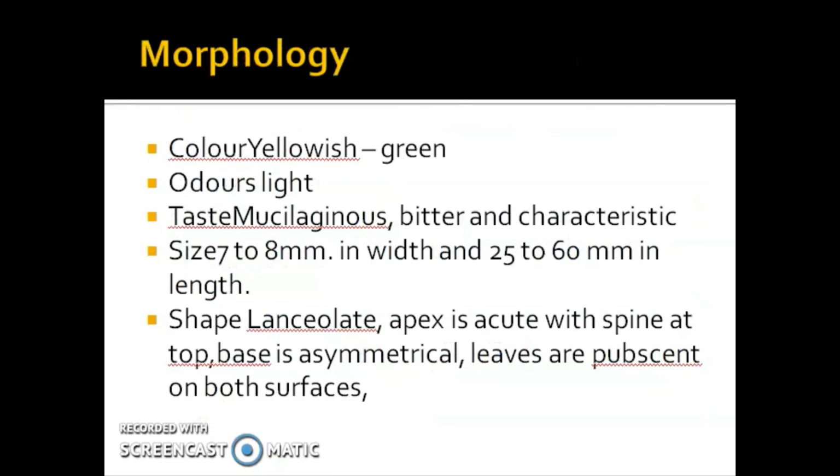Morphology of senna. Color yellowish to green. Odor is light. Taste mucilaginous, bitter and characteristic. Size 7 to 8 mm in width and 25 to 60 mm in length. Shape lanceolate. Apex is acute with spine at top. Base is asymmetrical. Leaves are pubescent on both surfaces.